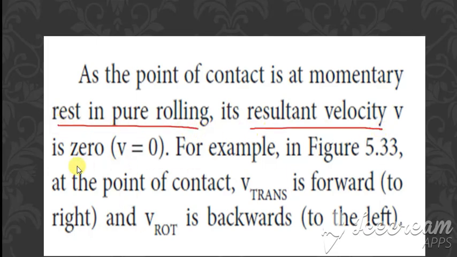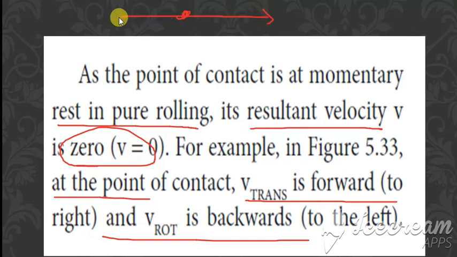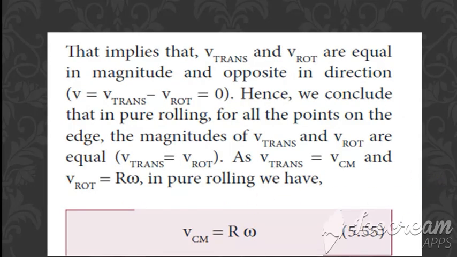Its resultant velocity is what? 0. We just saw that the resultant velocity became 0. And at the point of contact, V translational is forward and V rotational is backward, as it is stated. At the point of contact, as we just saw, this is considered V translational, because it is moving in the forward direction. Then this is V rotational, and V rotational is acting in the backward direction. Clear? This implies that V translational and V rotational are equal in magnitude and opposite in direction.